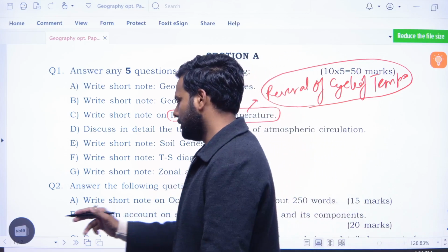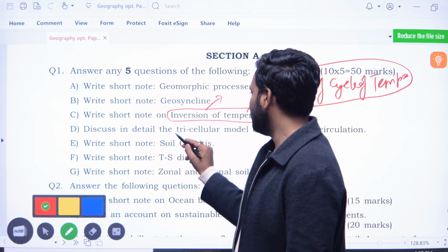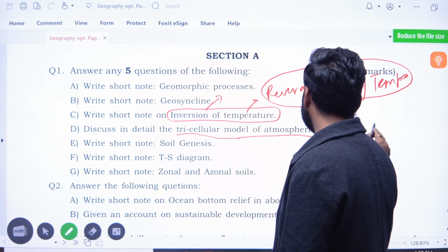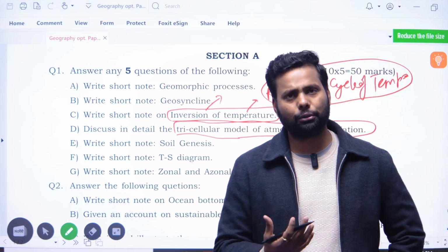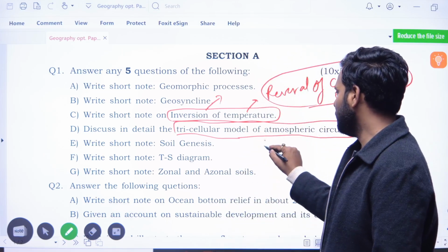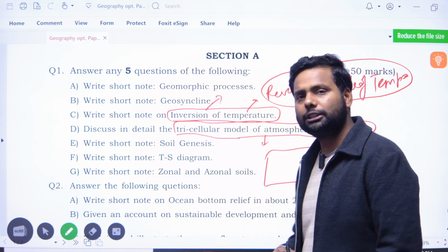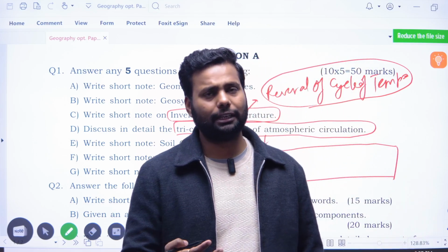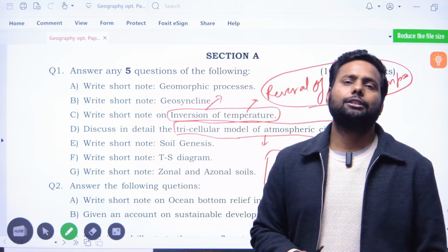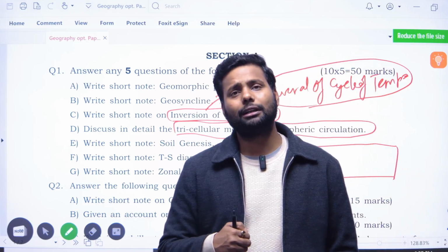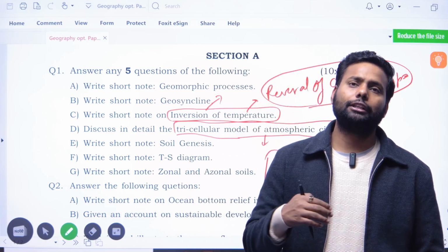Okay, we will simply move on to the next question, which asks to discuss in detail the tricellular model of atmospheric circulation. What is the tricellular model of atmospheric circulation? We all know that the tricellular model of atmospheric circulation is the model which talks about the Hadley cell, the Ferrel cell, and the polar cell. We all know that the pressure belts are generated because of two factors. One factor is temperature, and the second is the dynamic or mechanical factor.